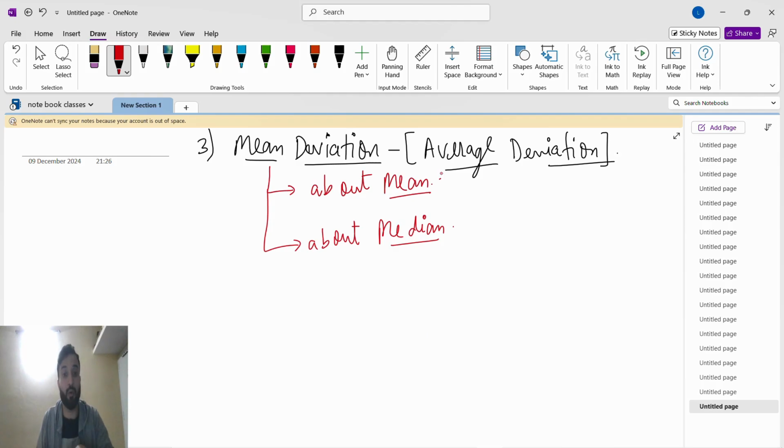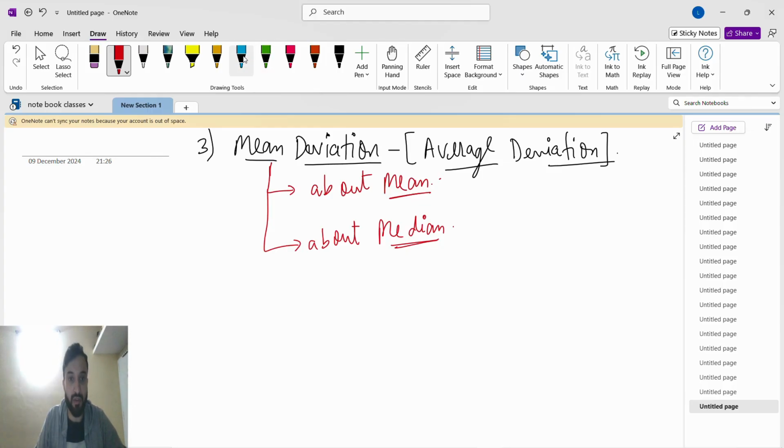Okay, very important. Don't just see mean deviation and randomly use a formula. No, you have to read the question properly. Whether they are asking to find the mean deviation about mean, or they are asking to find the mean deviation about median. Okay, because the formula is different for both, but the process is very easy.